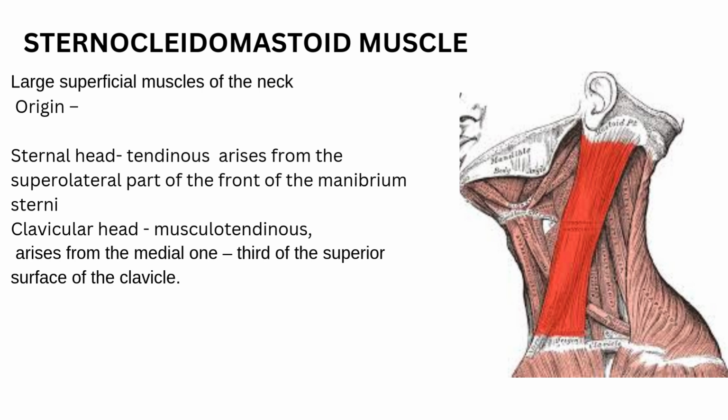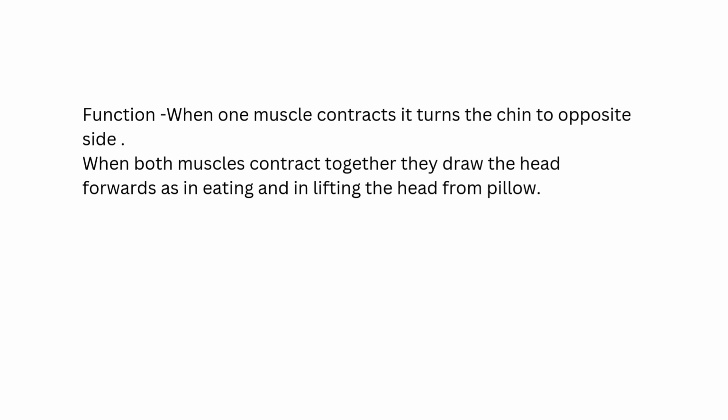Now let's talk about the other accessory muscle, which is the sternocleidomastoid muscle. The name itself says about its origin. This muscle is a large superficial muscle of the neck which originates at the sternal head. This tendon arises from the superior lateral part of the front of the manubrium sterni, and inserts itself into the clavicular head, that is musculotendinous, which arises from the medial third of the superior surface of the clavicle.